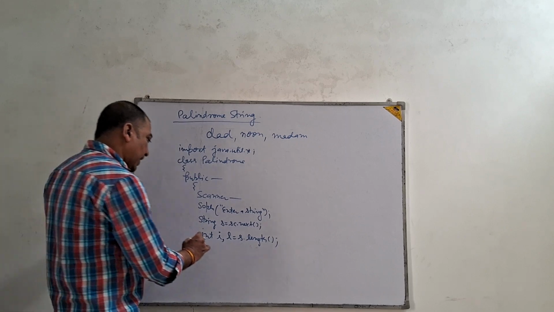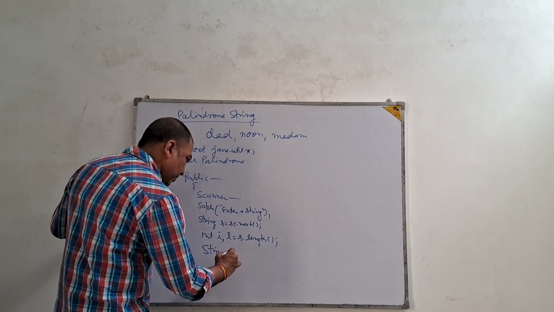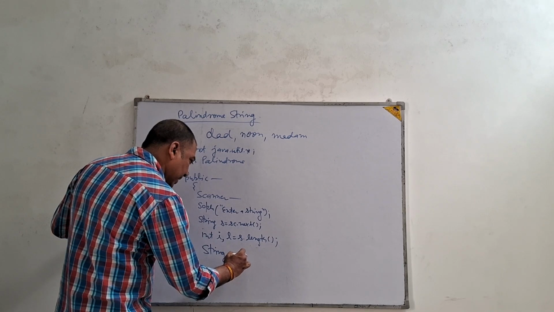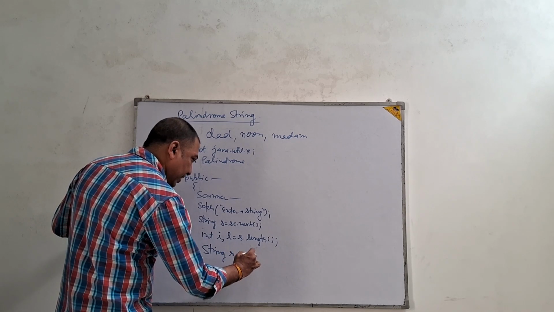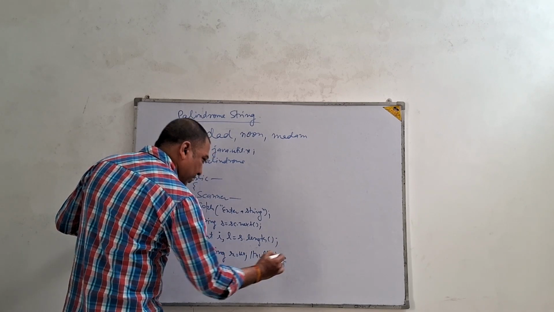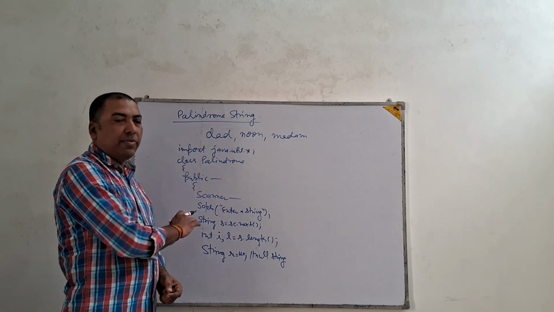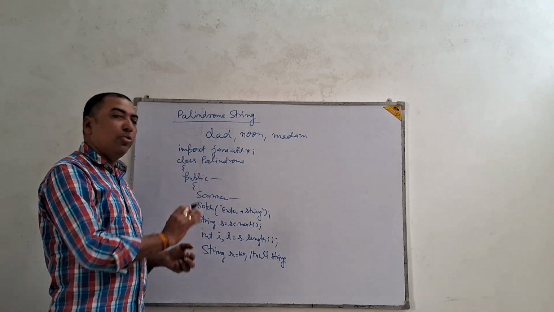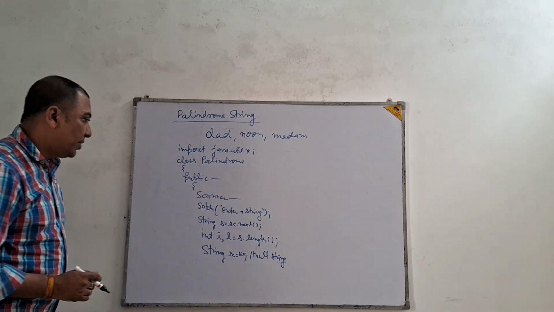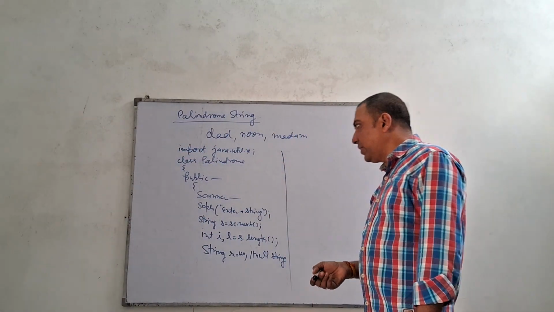Now we need an extra string to store the reverse of this string. So suppose string r, and the starting value will be a null string. A null string is a string with length 0. So in r we will store the string in reverse order, and in the end we will check whether both are the same or not. Okay. So here two different methods are there. One by one we discuss both the methods.